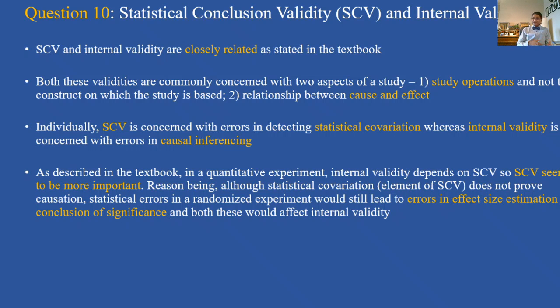And that is why statistical conclusion validity, while not directly influencing causation, does influence internal validity, and so is more important as per the book in the context of quantitative experiments. So that was about statistical conclusion validity and internal validity.